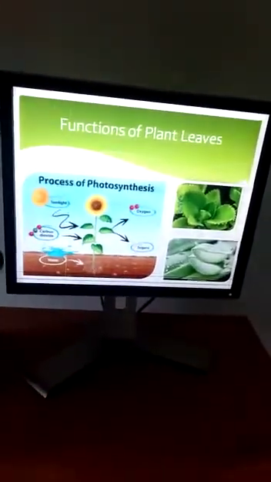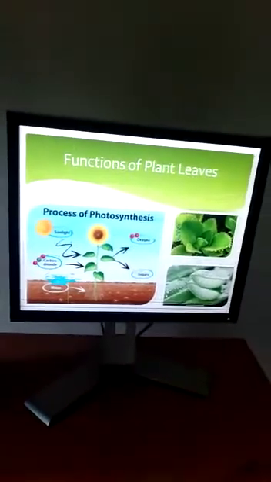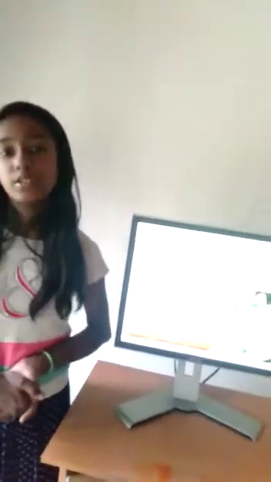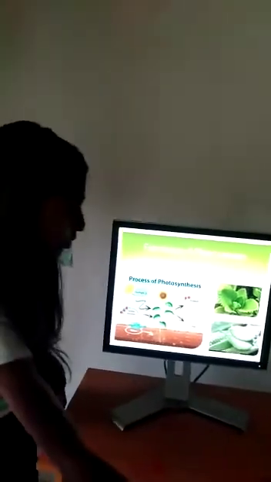Now we are going to talk about what are the functions of plant leaves. The main function is photosynthesis, and some plants store water and some plants can do vegetative reproduction. These are the functions of the plant leaves.